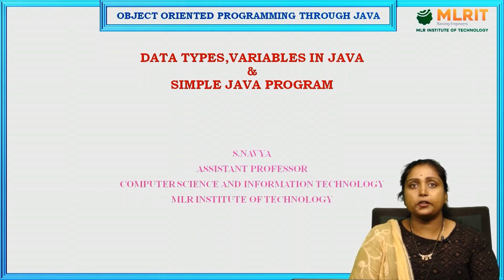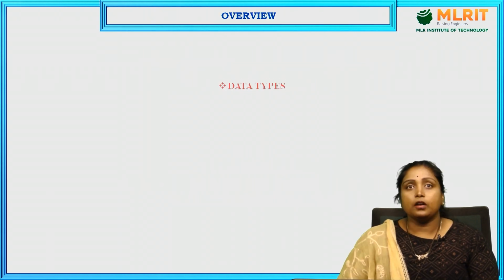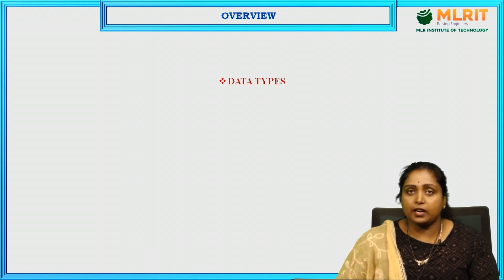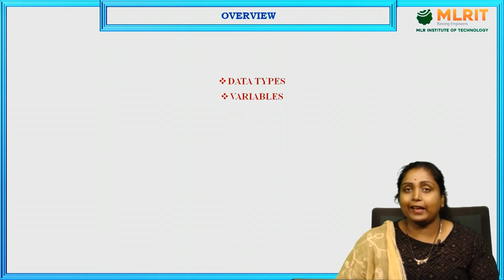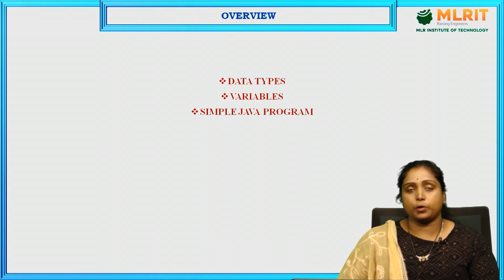Today we are going to discuss data types, variables in Java and a simple Java program. What we are discussing today is the basic data types available in Java, what variables are and how you are going to declare variables in Java, and we are going to execute a simple Java program.